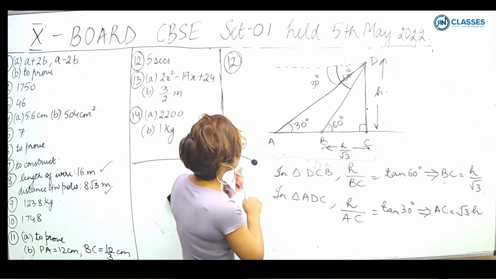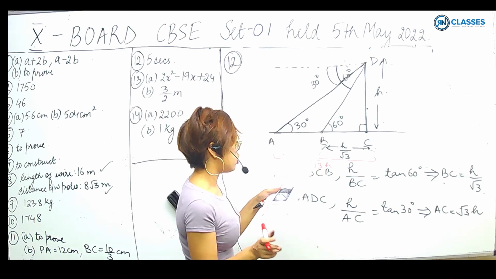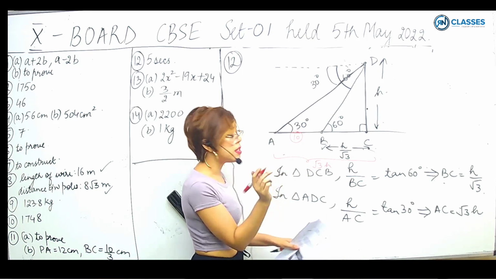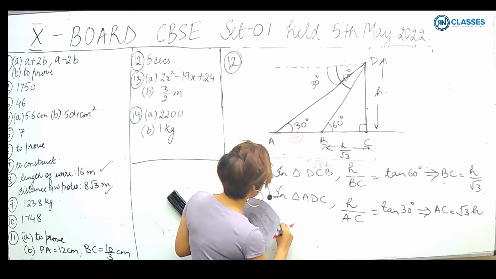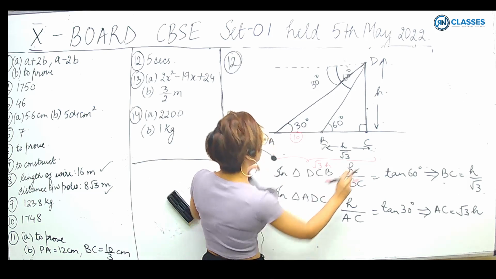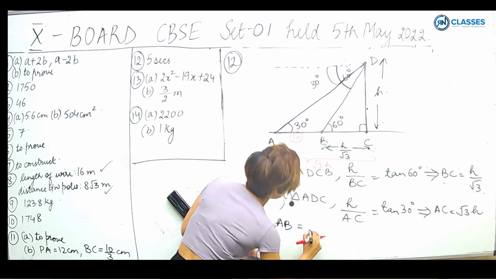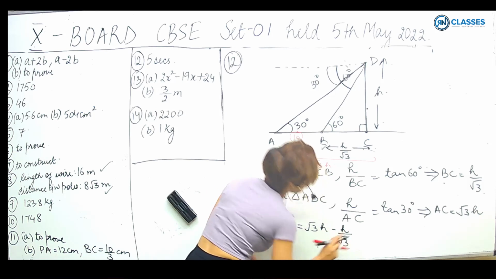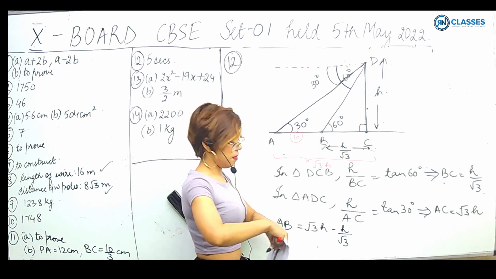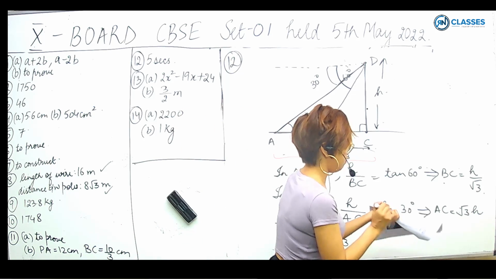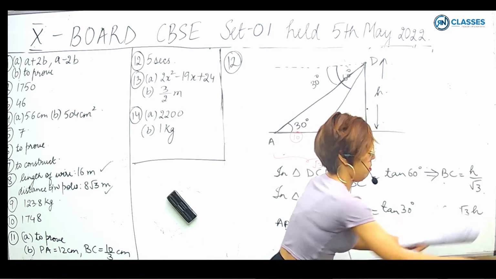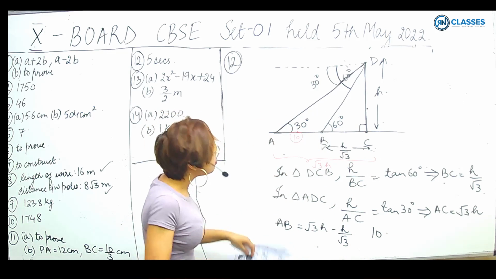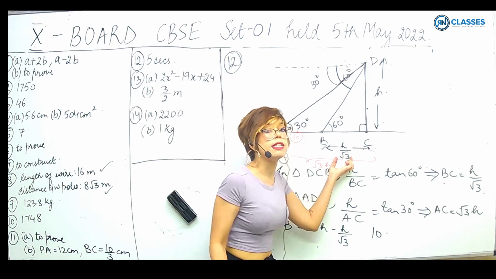Now, I am given another condition that from A to B, he takes 10 seconds. That means to traverse the distance of AB, let me write out, that is nothing but this minus this. So root 3h minus h by root 3. This he completes in 10 seconds. He is asking you how much time will it take to traverse this much distance, which is h by root 3.